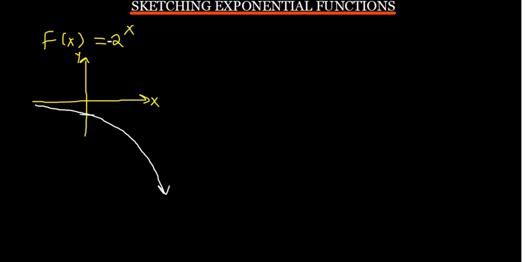What happens when both x and y are negative? To be going towards negative values of x and also towards negative values of y, meaning that the function will be going like that. So basically this is how you get to sketch an exponential function.